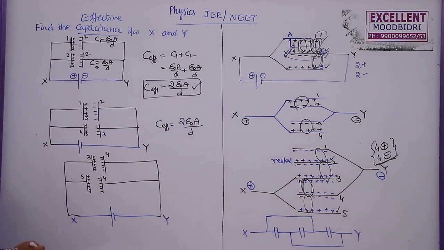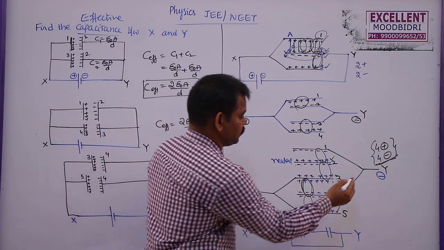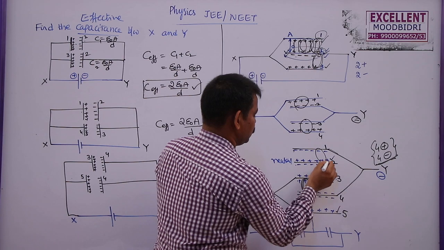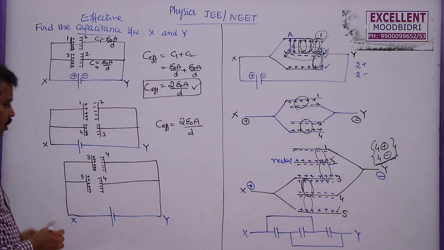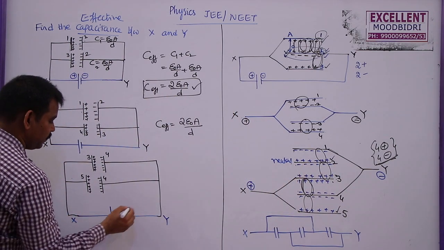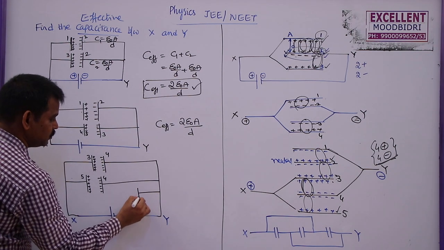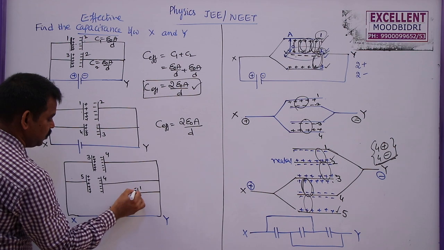So how to draw this one? To draw this one, first of all, from Y the first plate is connected, and plate 2. Now I will write this one. From the Y terminal we have a plate, that is plate number 1, which is negatively charged.